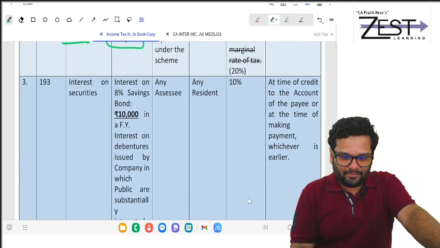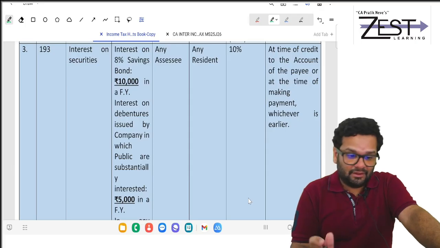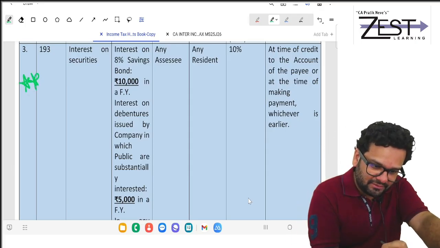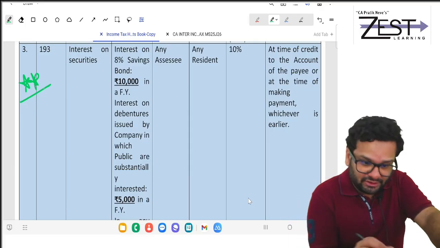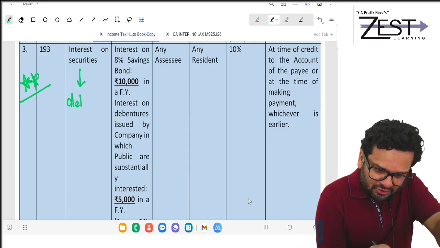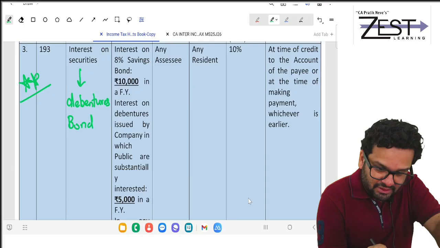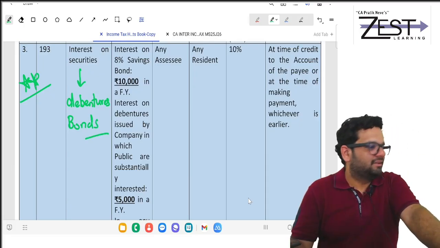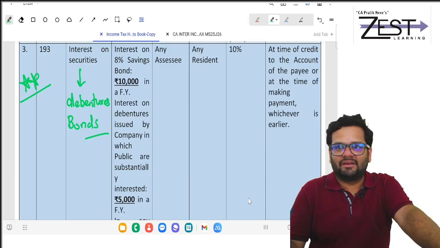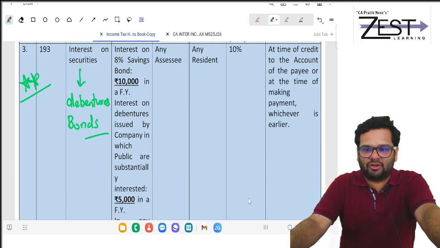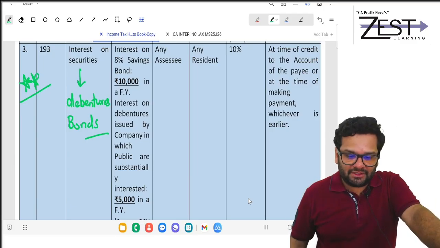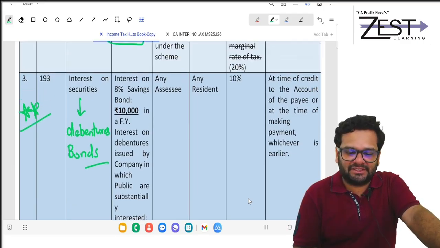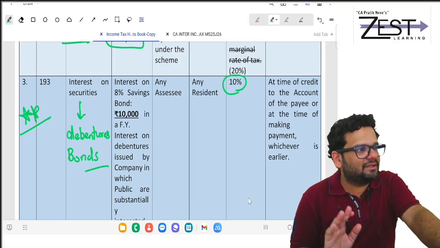Next, 193 will get 2 stars. What is it? Interest on securities. Means what? Securities means financial instruments, debentures, not shares, because shares will get dividend. So that will be 194. There will be dividend on shares, not interest. Point is clear? So interest on securities. What is the rate of TDS? 10%.